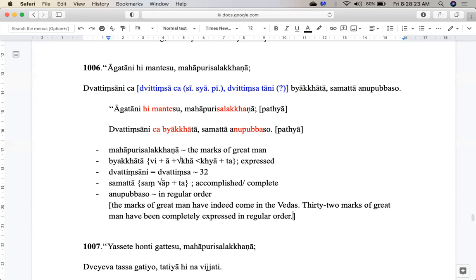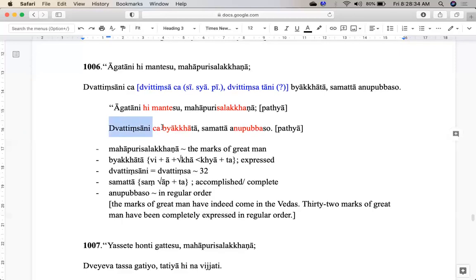Sayadaw also said these are actually past participles. So dvattiṃsāni should also be understood here: actually byākhātāni and this samattāni, in neuter gender, nominative case plural forms, so two forms. Lakkhaṇa is also neuter gender, and dvattiṃsa is also modified to lakkhaṇa, that is dvattiṃsāni. And byākhāta is a past participle from āgatāni. They modify lakkhaṇāni, but here because of the stanza we use another form instead of the āni form.